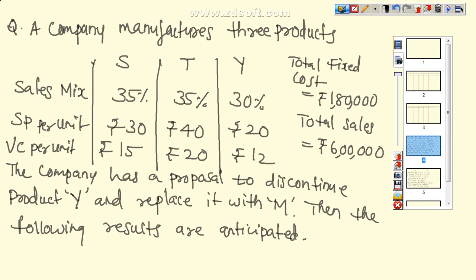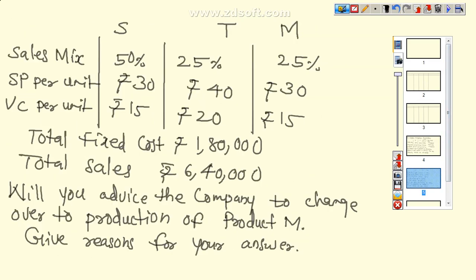Now there is a proposal for the company to continue with this product line. Discontinue with the product line means they are planning to replace the product Y with M. So further information is regarding S, T and M. Based on this, two situations are there. One is the existing and second one is the proposed situation. So we have to recommend to the management whether the company should accept this proposal or not.